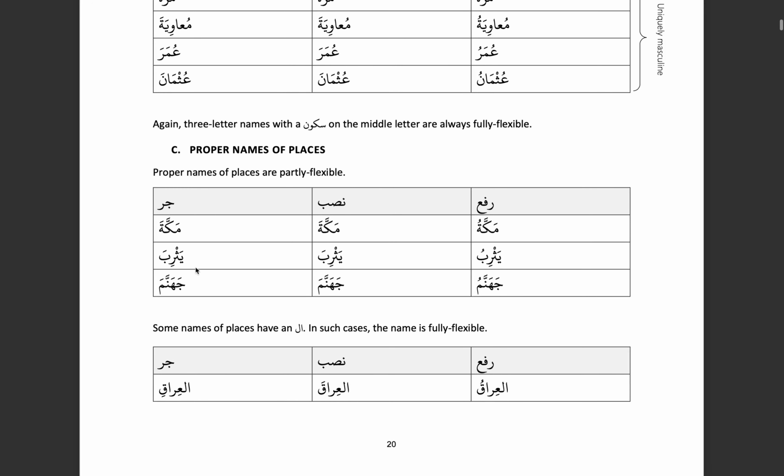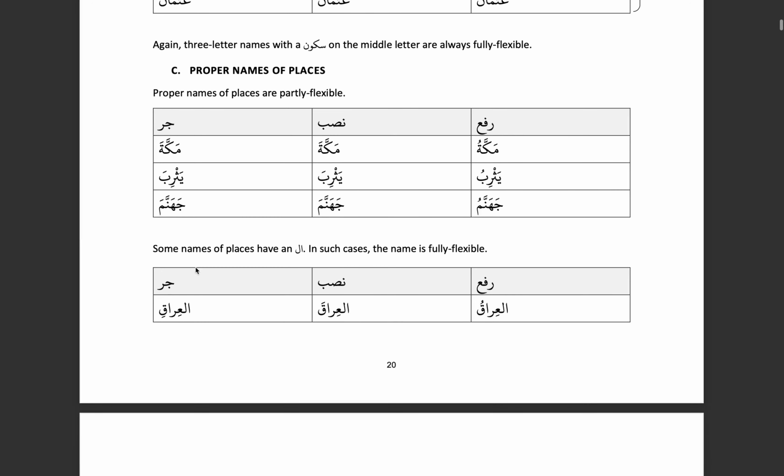For example, proper names of places, like any name you have in your mind. They're usually partly flexible, like the name of a place or the name of a country. For example, Makkah is a place. Jahannam is a place, we pray Allah to protect us from there. So you can say Jahannamu, Jahannama, Jahannama.